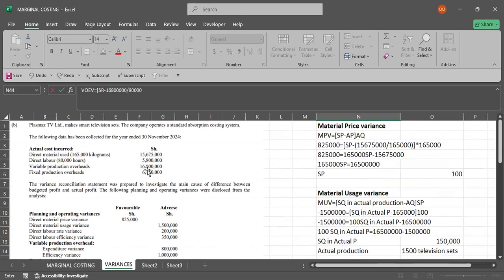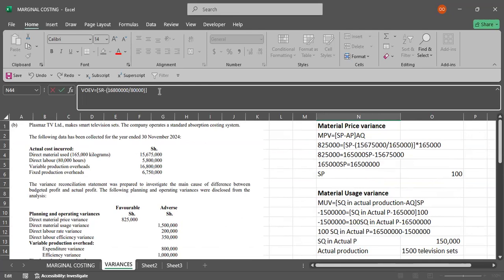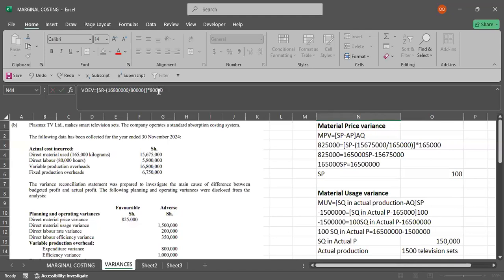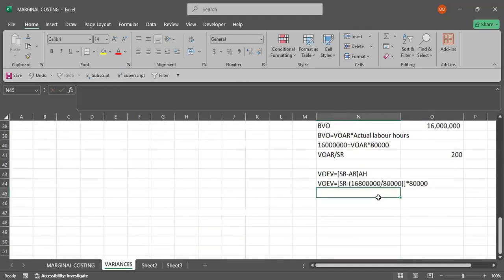So that will give us the standard, the actual rate. Then we multiply by actual labor hours, which is 80,000. Great. So let's now solve this.